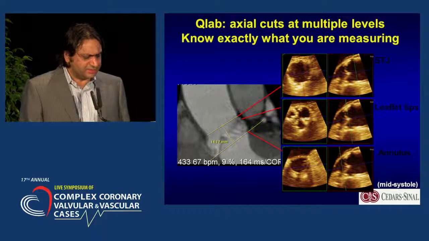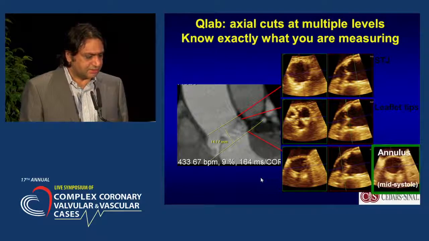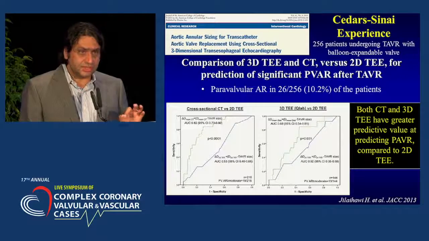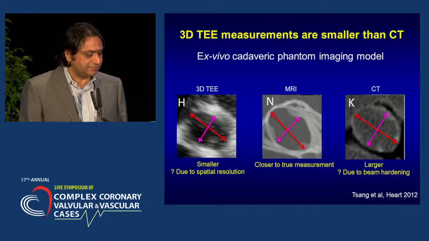So once again, this is looking at the QLab, looking at different things, and you can get the cross-sectional measurements using the three-dimensional echo. And here is another study from our group, which also showed once again that three-dimensional echo was better than two-dimensional echo in terms of predicting paravalvular aortic regurgitation. So why this difference?